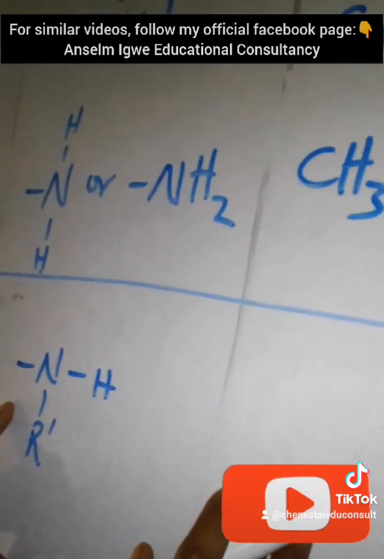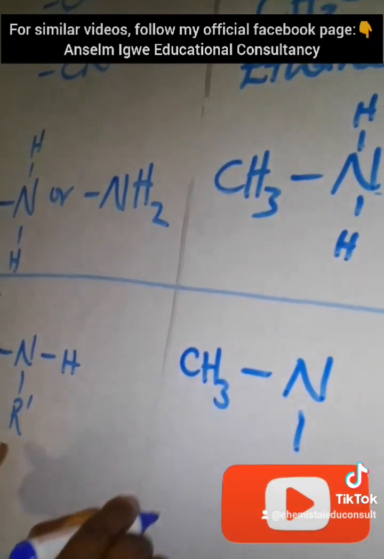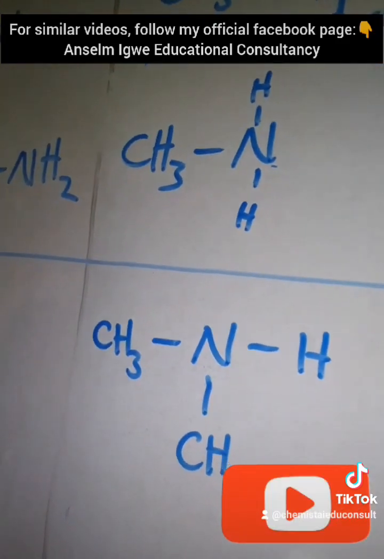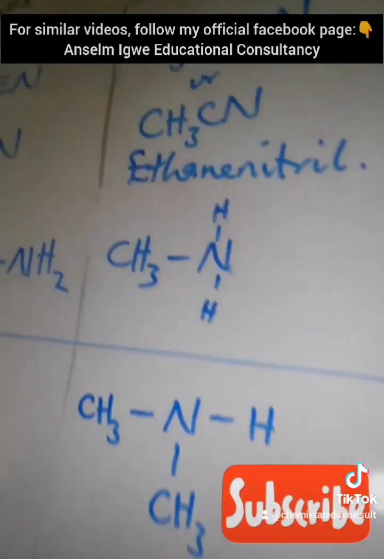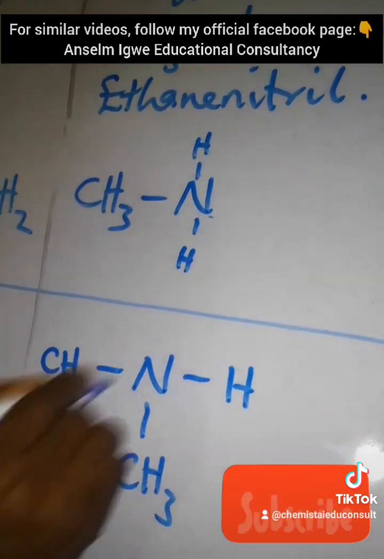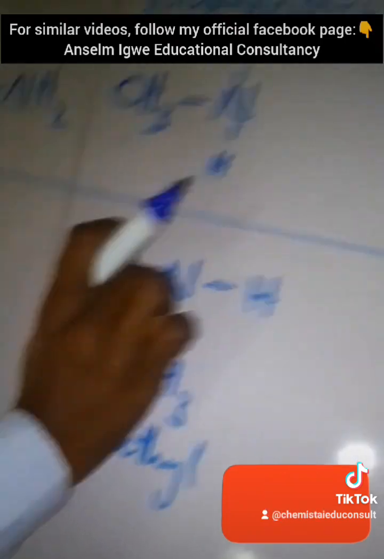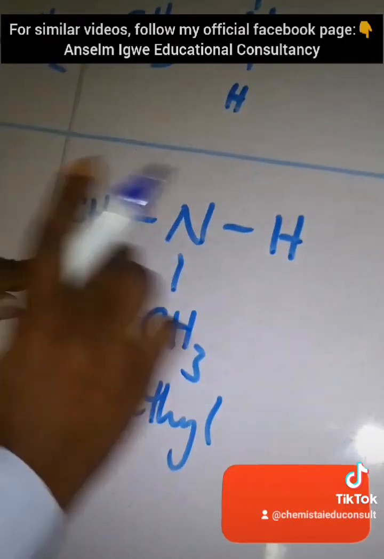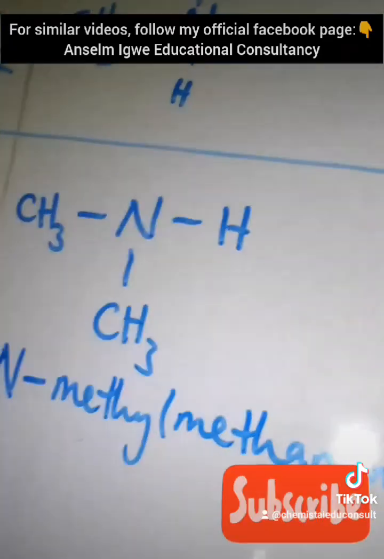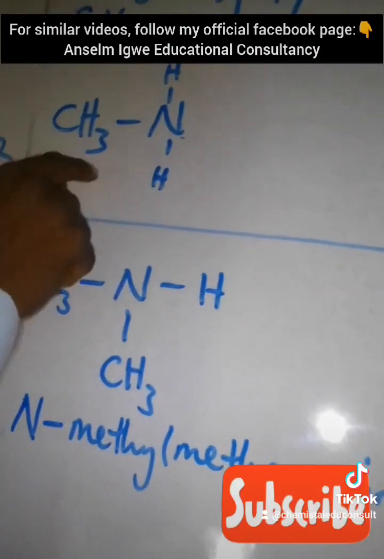So we can now create a member by replacing this R with CH3, N, then R prime with CH3 also, then H. How do we name this? Remember, there is CH3 attached directly to N. You mention that N once. N-methyl. N-methyl, then what is this? Methenamine. N-methyl methenamine.